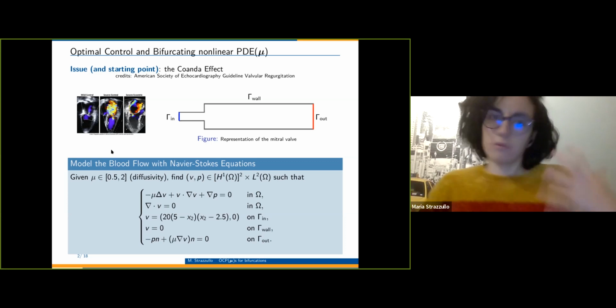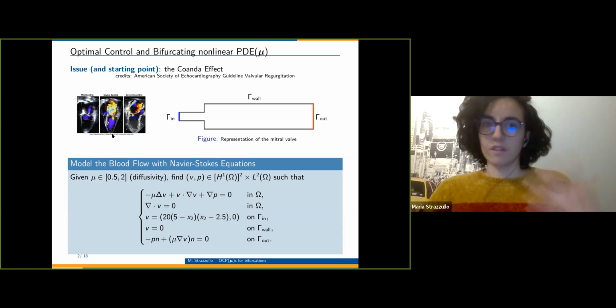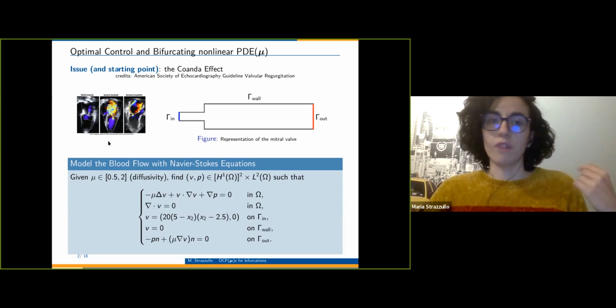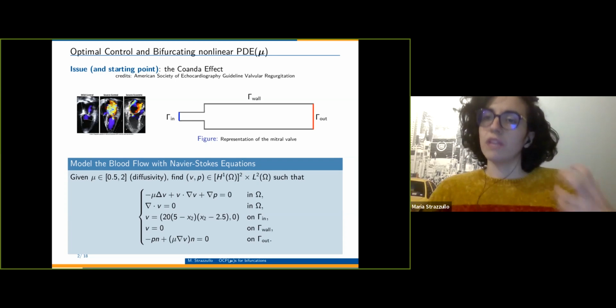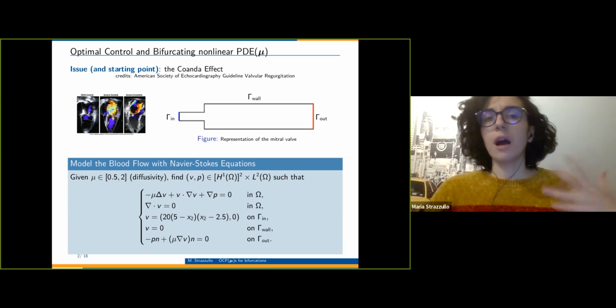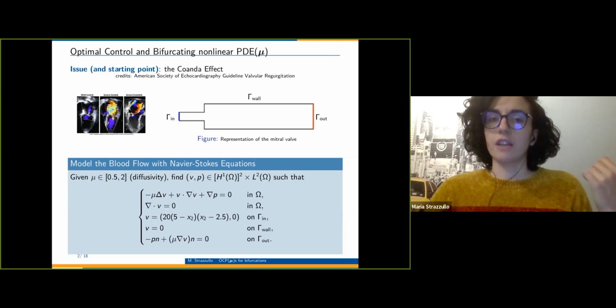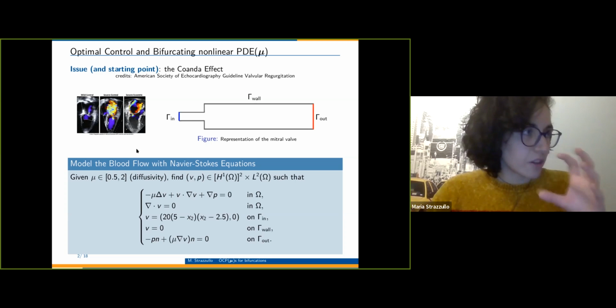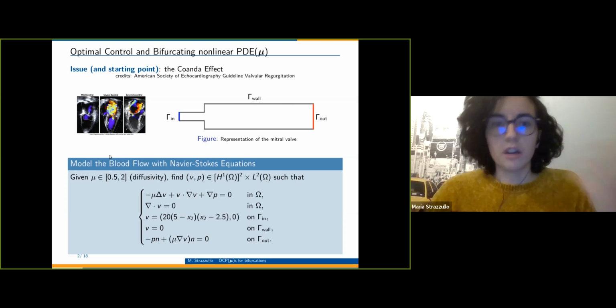In our heart, there is a mitral valve. This is an echocardiography representing the mitral valve, and the blood can flow in a straight way like that. If the heart is pumping in a subtle way, it goes straight like that. But if it pumps strongly enough, it can attach to the wall of the mitral valve. This phenomenon can be modeled through the Navier-Stokes equations.